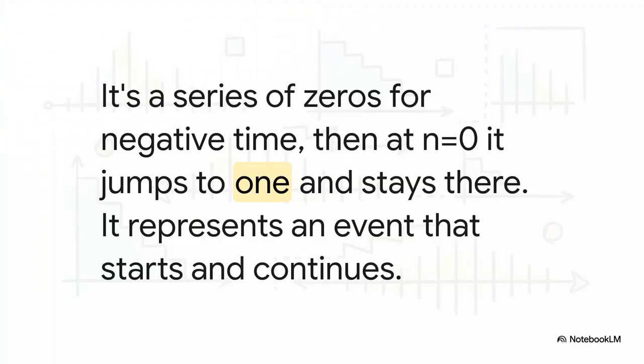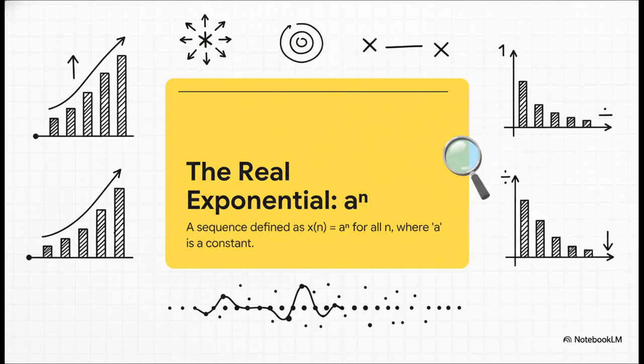You can see it really clearly here. It's just 0, 0, 0, and then BAM! At n equals 0, it jumps up to 1 and stays there. This makes it the perfect model for anything that starts at a specific moment in time and then just keeps going. Our third atom is the real exponential.